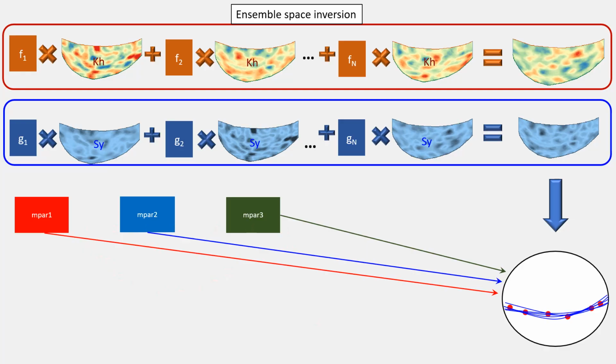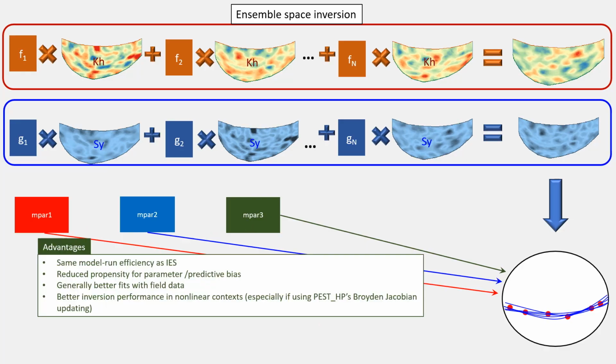So what does this give us? Well, in the end, often this gives us a really good fit with the data. It reduces the propensity for parameter and predictive bias. It generally, as I said, allows us to fit the data often very well, even where the relationships between model outputs and parameters are severely nonlinear.